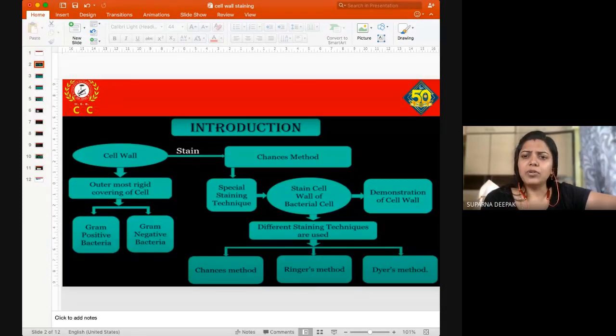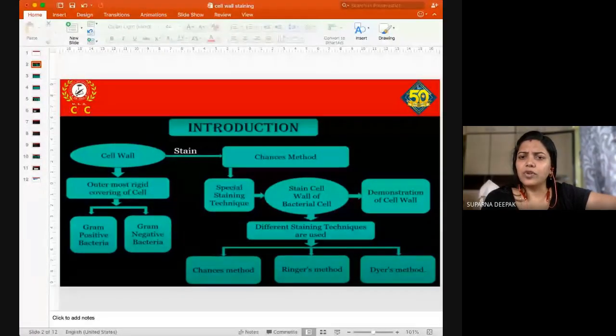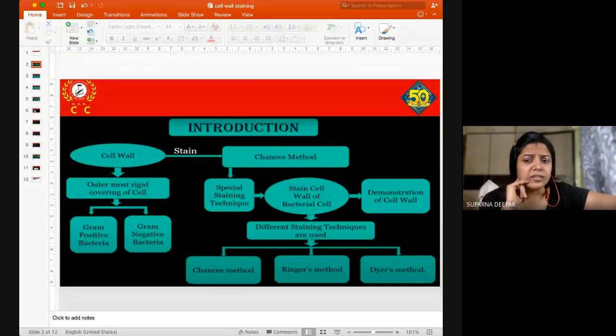Just quickly in the chat box, can you tell me, in case of gram positive cells, what is the color of the cells? Yes, it is purple. And in case of gram negative ones, yes, gram negative will look pink. Very good. So you already know the fundamental of gram staining.